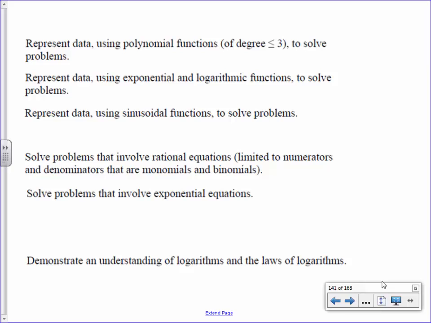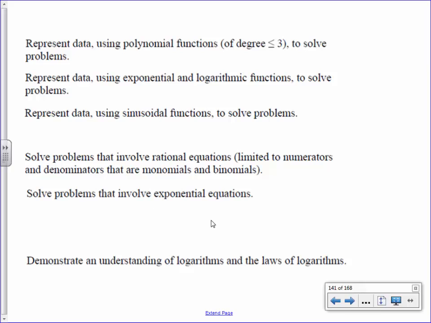Well, like here's the outcome. I need you to know how to represent data using polynomial functions. Well, you could represent that in an equation, a table of values, a graph. Does that make sense? So long story short, you have to know how polynomial functions work. You have to know how exponent and logarithmic functions look. And then today we're going to start building our way into doing sinusoidal functions. But like they pretty much all say the exact same thing, don't they? Where it's like basically, do you know how these functions work? Graphs, equations, tables of values, that sort of stuff.